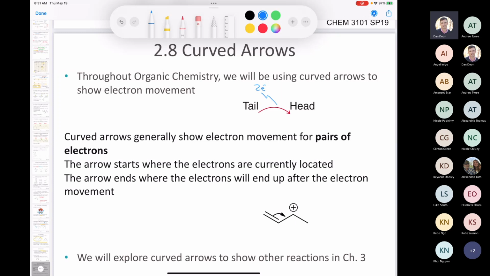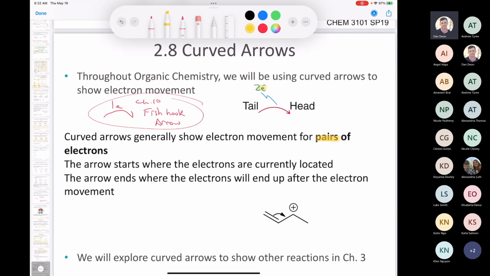And if you're wondering, can you show the movement of 1 electron? The answer is yes. If you draw what's called a fishhook arrow, this shows the movement of 1 electron. But this isn't covered until chapter 10, so don't worry about this at all for chapter 2 or chapter 1, even for the next month. You don't have to worry about fishhook arrows. Only double-headed arrows, because they show the movement of pairs of electrons, 2 electrons, or a pair.